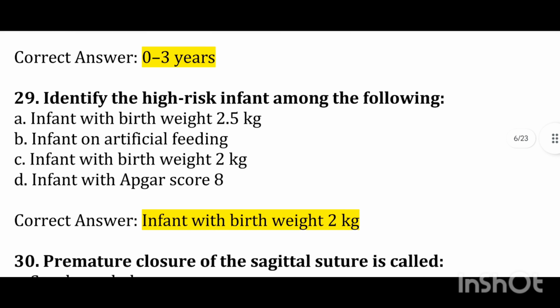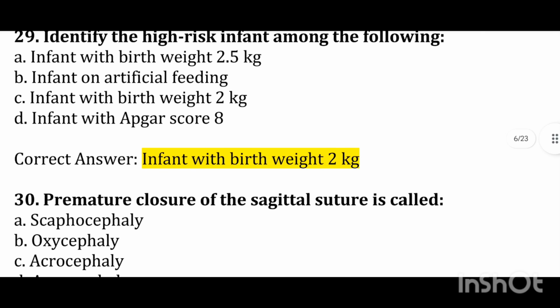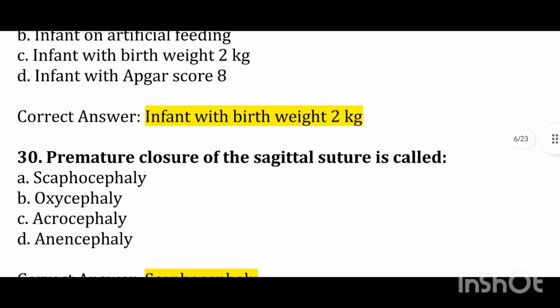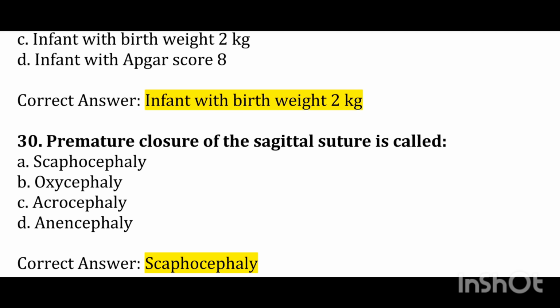Then comes to the question number 30. Premature closure of the sagittal suture is called scaphocephaly, oxycephaly, acrocephaly, anencephaly. For this question the correct answer is option A, that is scaphocephaly is the premature closure of the sagittal suture. Okay.